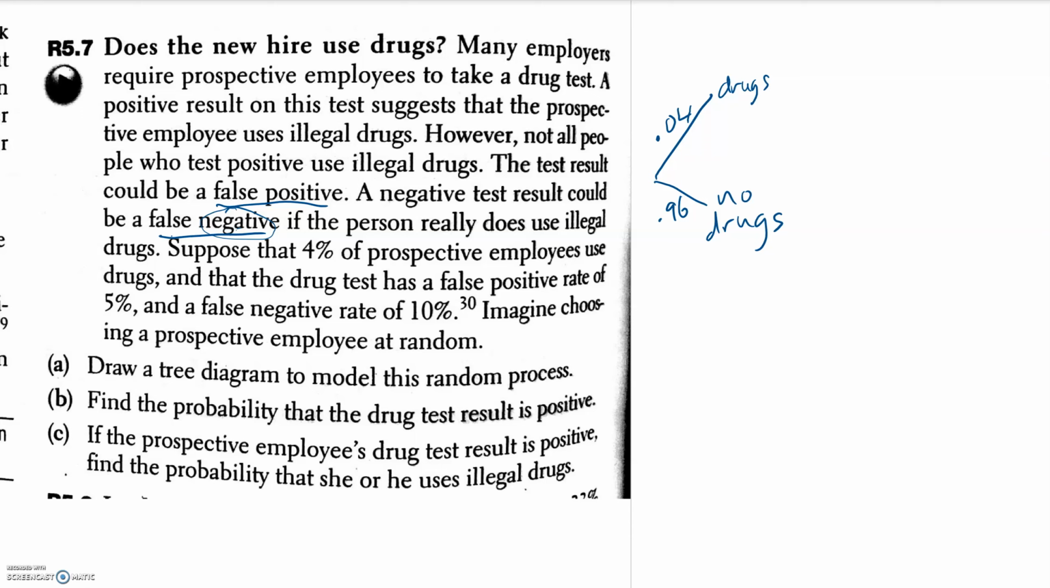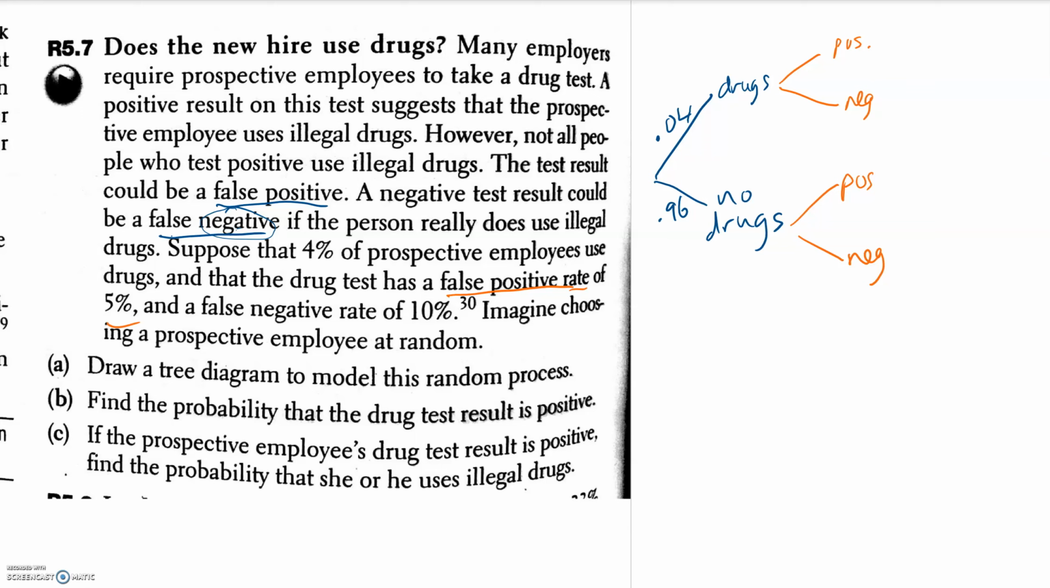Okay, next, that the drug test has a false positive rate of 5%. This is where it gets a little confusing for students because they want to write the words false positive up here. But really, we just want to put positive test and then negative test. And we'll do it again here, positive test, negative test. So now let's talk about a false positive versus a false negative. They said the drug test has a false positive rate of 5%.